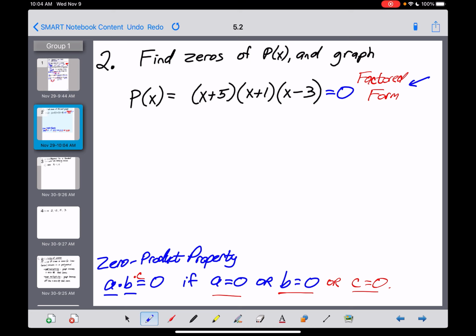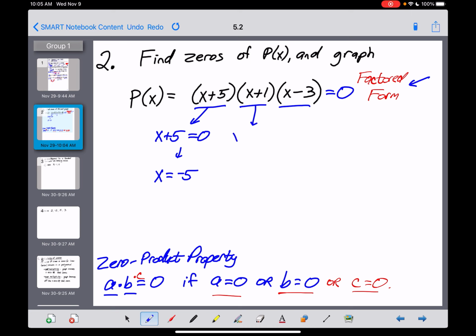So back to this problem, you've got a 3-factor expression here set equal to 0. So all we do is set each one of those 3 factors, start off with x plus 5, equal to 0, and solve that one. And here we're just subtracting 5 from both sides, and we'll get x equals negative 5.